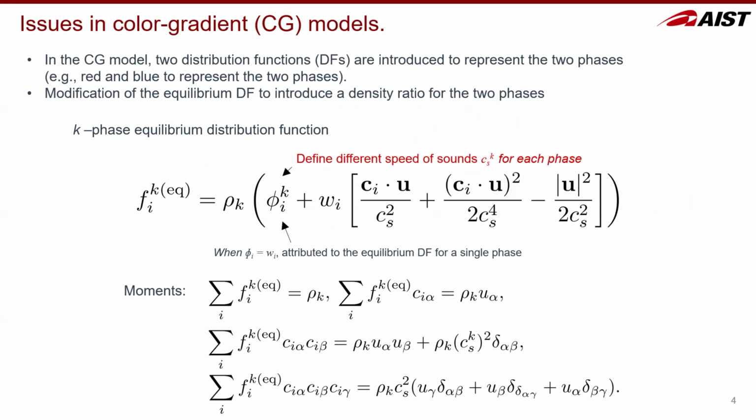Basically, in the color gradient model, two kinds of distribution functions are introduced to distinguish the two phases. One is called the red colored distribution function, and the other the blue colored distribution function, and they are commonly used to distinguish the two phases. In order to keep the pressure at the interface, several modifications are made to the equilibrium distribution functions in the common way.